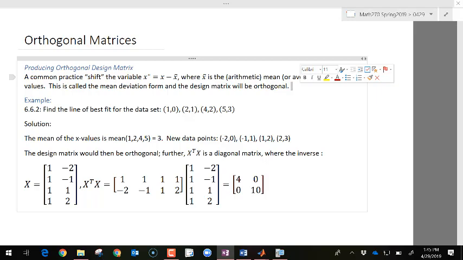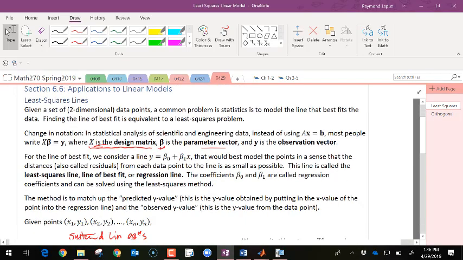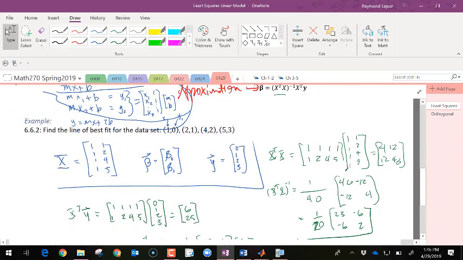Then there was something interesting when we took X transpose times X. Remember, in the previous example, when we multiplied X transpose times X, what kind of matrix did we get? It's invertible, but what can we say about this matrix, 4, 12, 12, 46? It's symmetric, right?